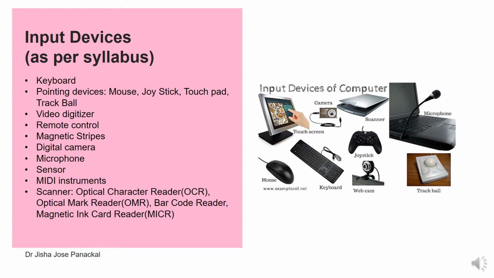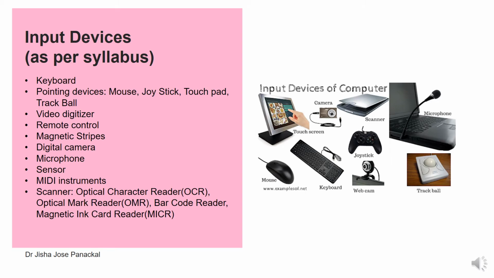Here you can see pictures of some of the input devices. Keyboard, we all know what a keyboard is. Then pointing devices, we have the mouse. Then we have here a joystick, and we have the laptop here, with a microphone. It has a touchpad, and some systems provide a touch screen also, which is also shown here. Then there is a trackball, which is usually used for gaming and so on.